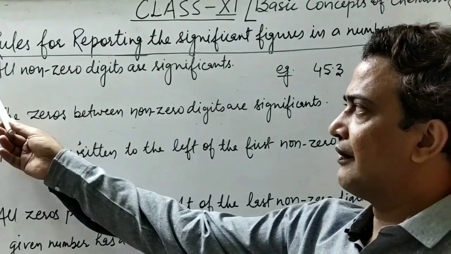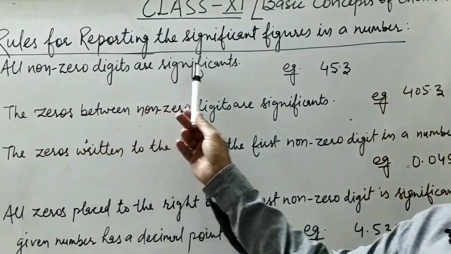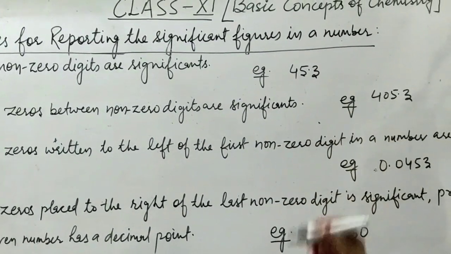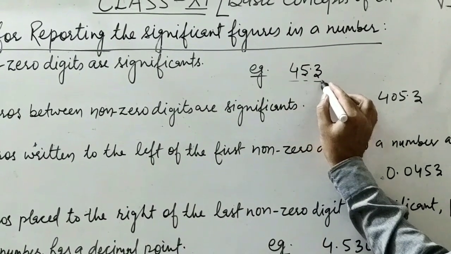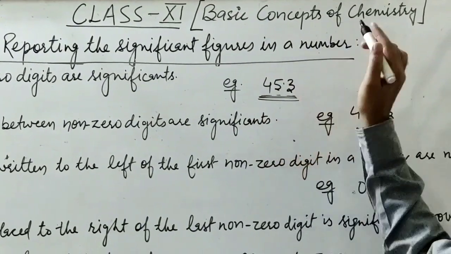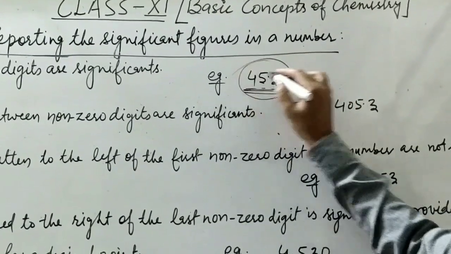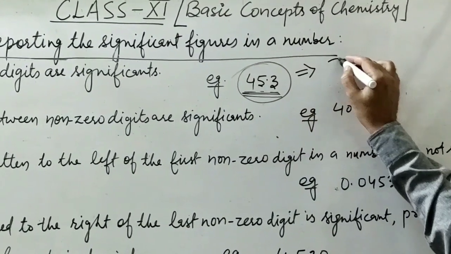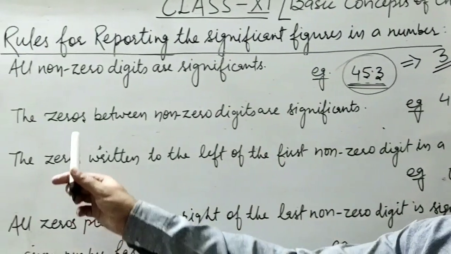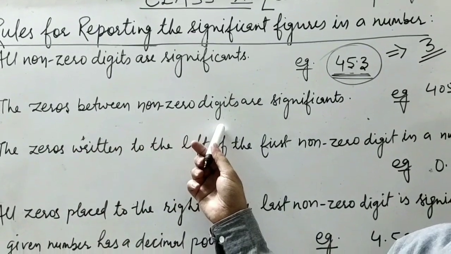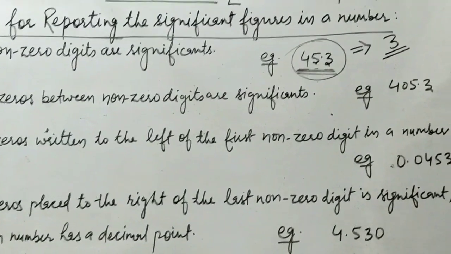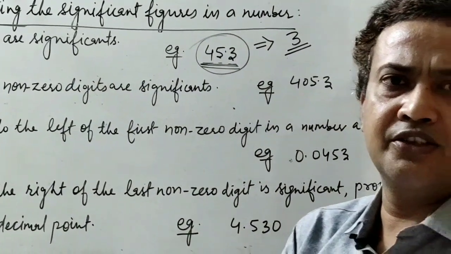Rule number 1. All non-zero digits are significant. Like in 45.3, 4, 5 and 3, all of them are significant figures because all of them are non-zero digits. So 45.3 contains how many significant figures? 3. Second rule, the zeros between non-zero digits are significant. Means a zero lying between two non-zero digits is considered to be significant.